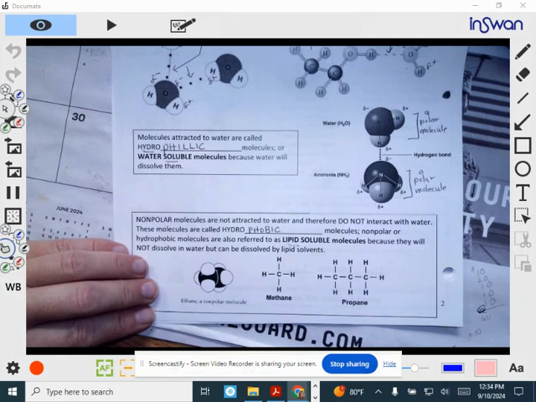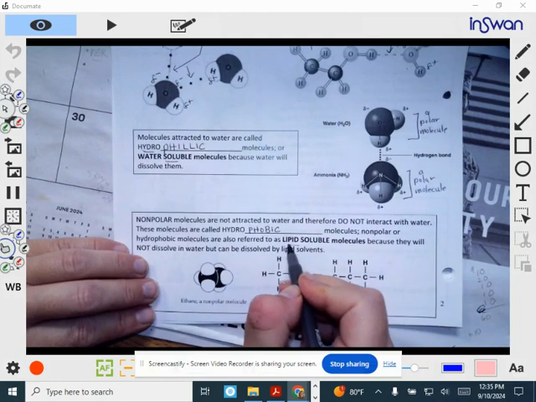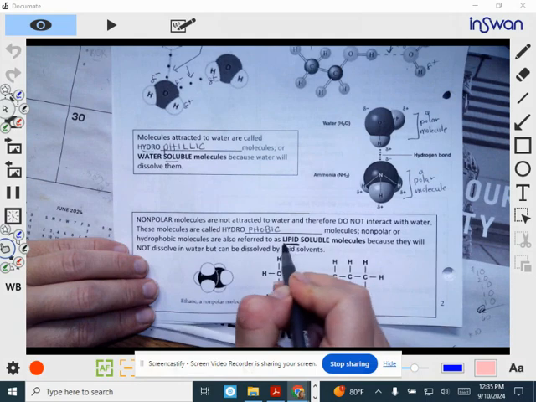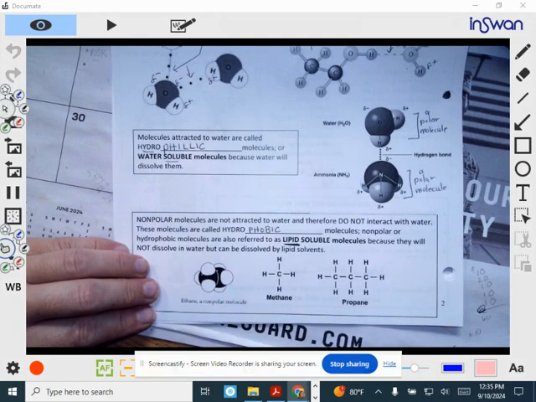Now, if we have these molecules, there are no poles, so they're nonpolar. They are not attracted to water, so water can't dissolve them. But they can be dissolved, it's just going to have to be by a different type of solvent. So we say that these molecules aren't dissolvable in water, but they are lipid soluble.